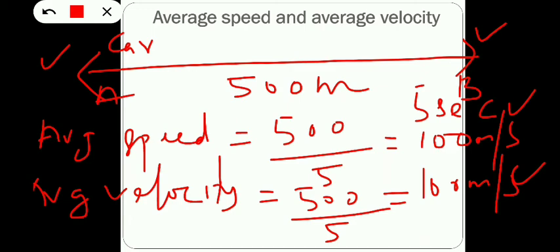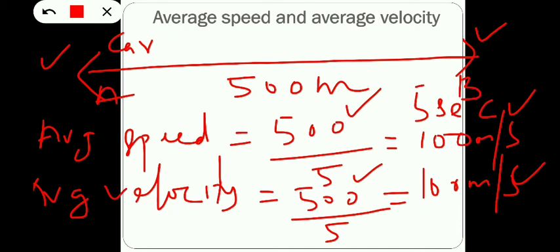And what is that situation? Yes, when the object travels along a straight line path, or when the total distance traveled is equal to the total displacement of an object, the average speed of an object can be equal to its average velocity.